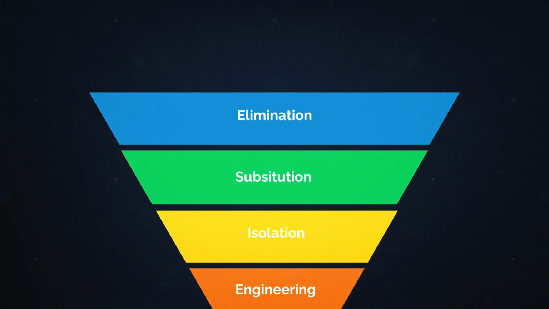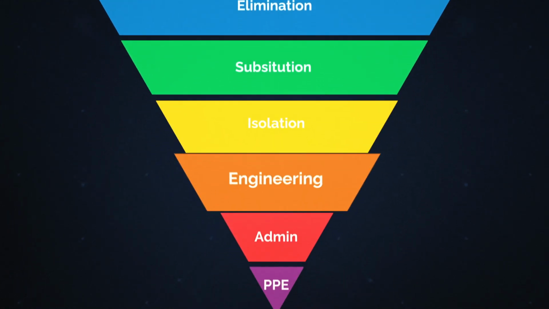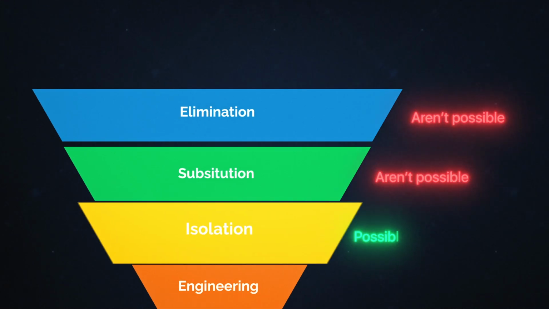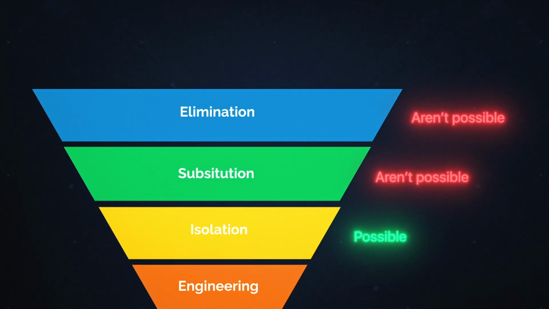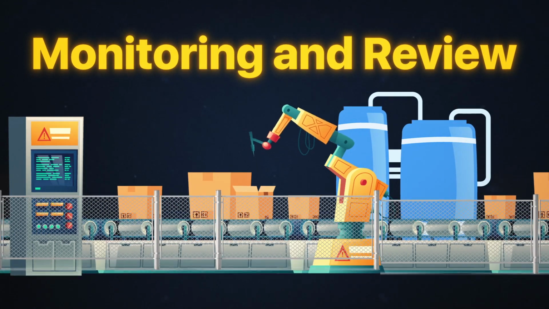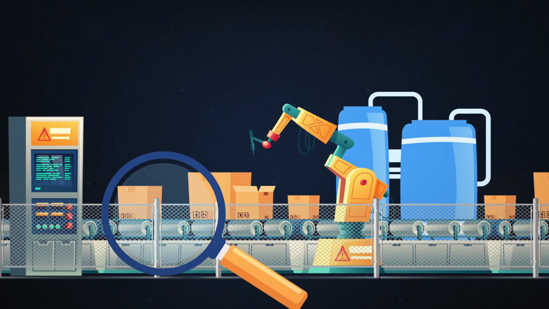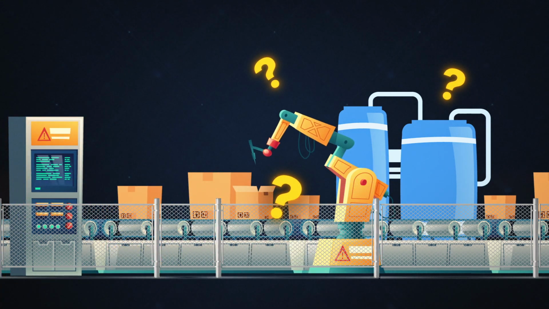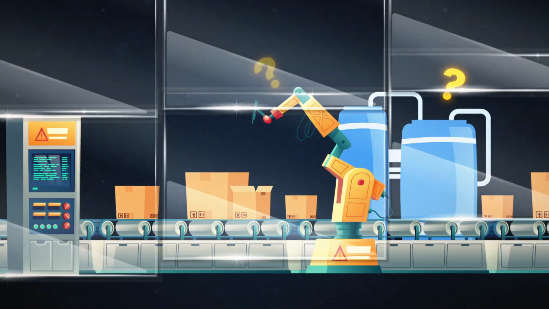When choosing control measures, start at the top of the hierarchy and work your way down, only moving to lower levels if higher level controls aren't possible. Monitoring and review. Once you've put control measures in place, it's important to regularly monitor and review them to make sure they're working. If a control isn't as effective as you hoped, you may need to adjust it or try a different approach.